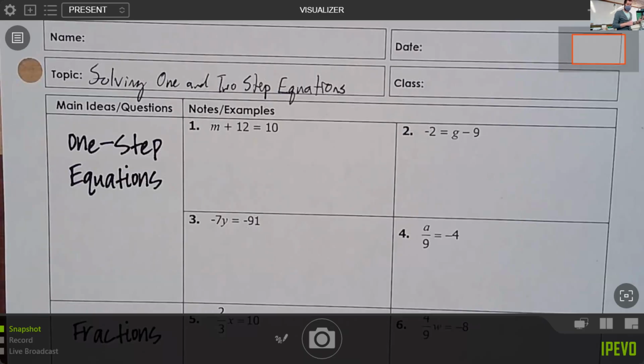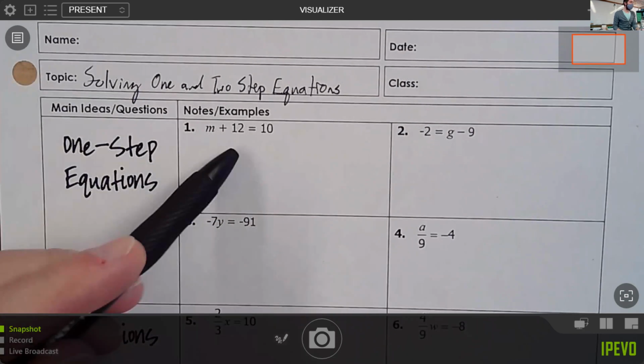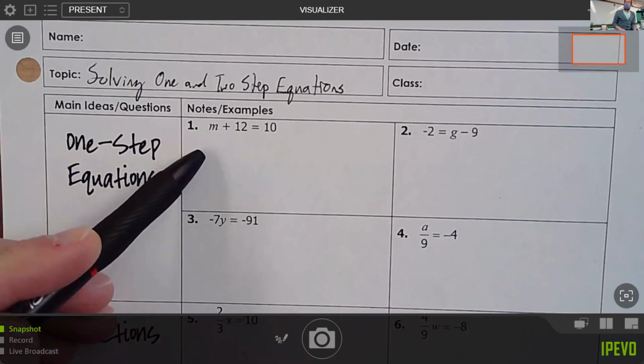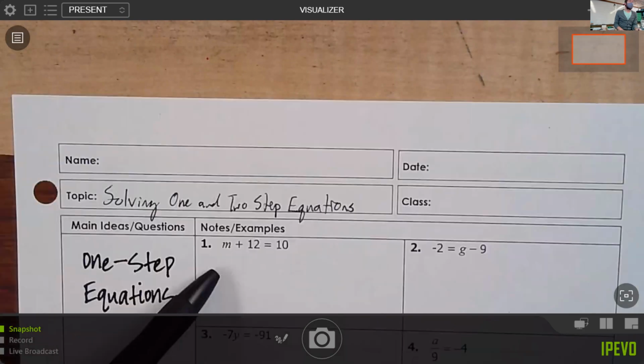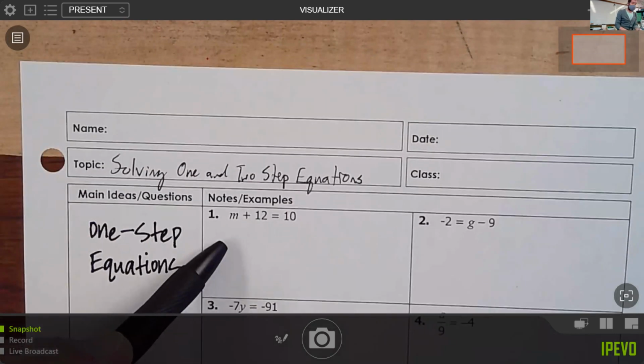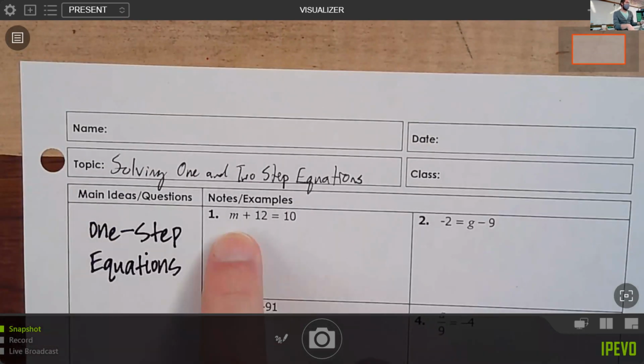Who's able to tell me what's the goal of equation solving? What's the whole point of solving an equation? To answer for what? Like on number one, what are we trying to figure out? Yeah, we're trying to figure out the value of the variable, right? What does m equal? So that's the whole point of equation solving, is to identify the value of the variable. So far, we haven't really done that yet.